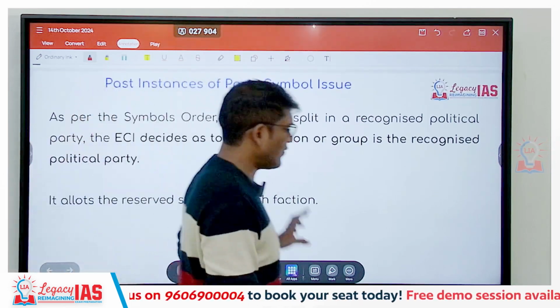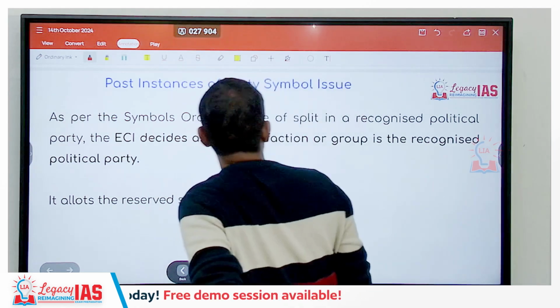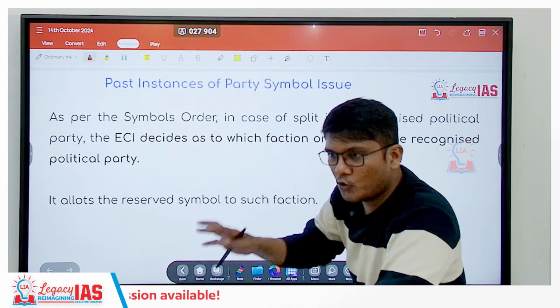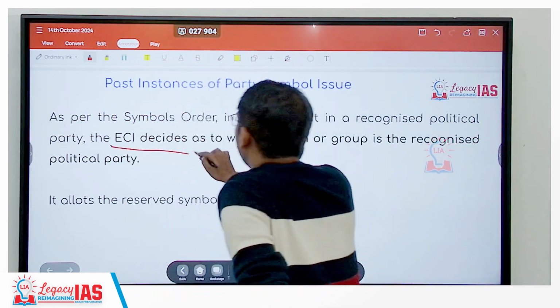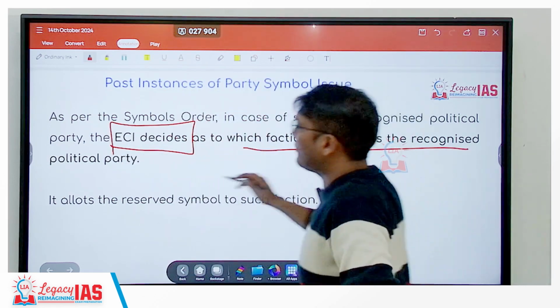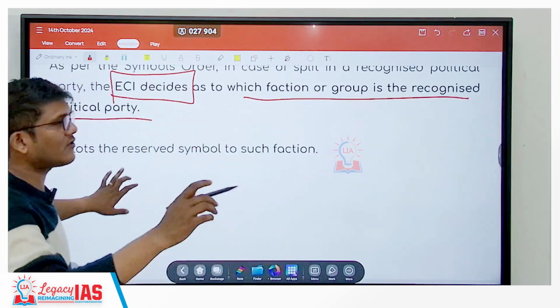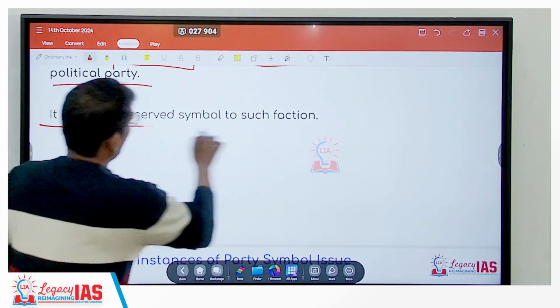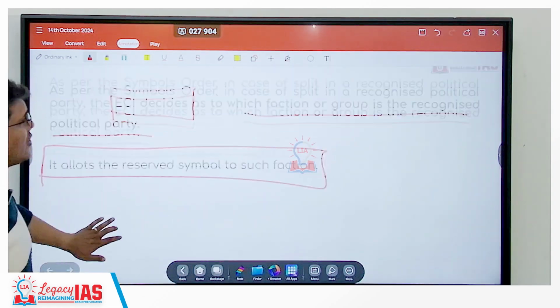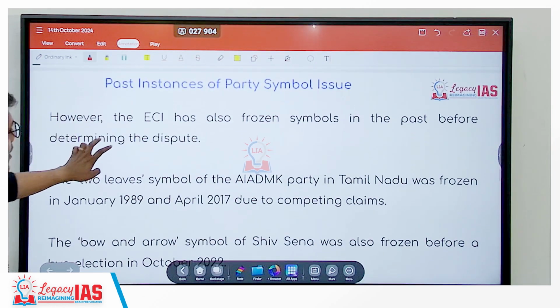Now, past instances, have there been any such instances previously? Yes, absolutely there have been. When that issue arises, it is the ECI, the Election Commission of India, that decides which faction or group is to be recognized as the original, real political party to whom the symbol would be given, and the symbol is allotted to such political party as per the decision of the Election Commission of India, right?